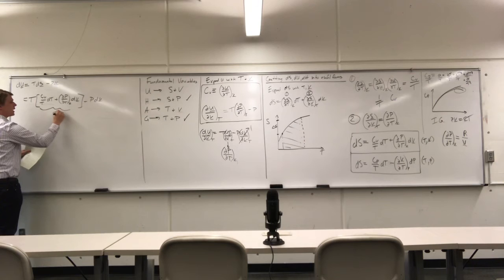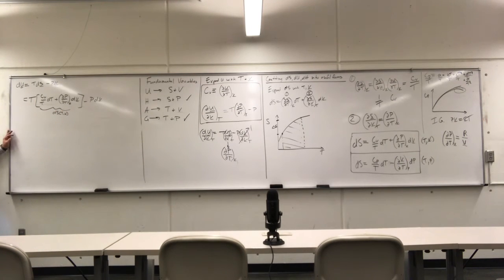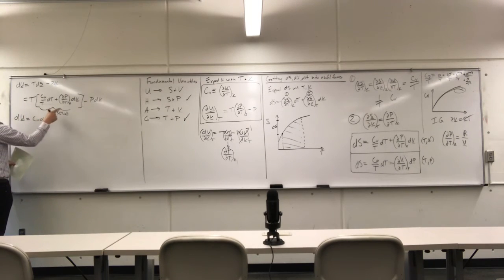This is just dS expanded with respect to temperature and volume that we just derived. And when we go through and clean this expression up a little bit, we find that this is equal to C dT.